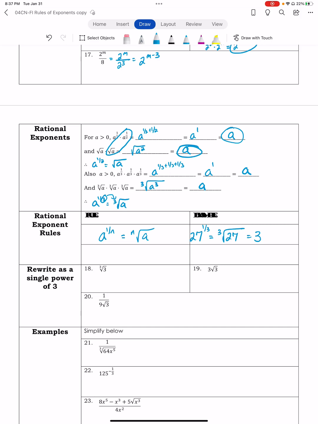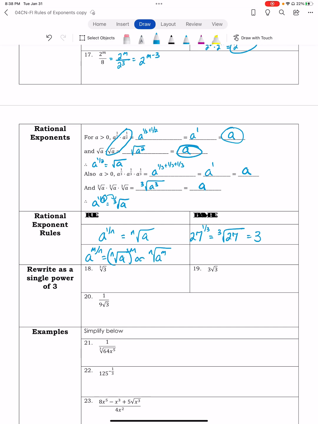And then our second rule is that if I have a to the m/n power, that is going to be the nth root of a to the m power, or you could actually write it as a to the m power, and it's going to be the nth root of that. So it just depends on whatever is easier.